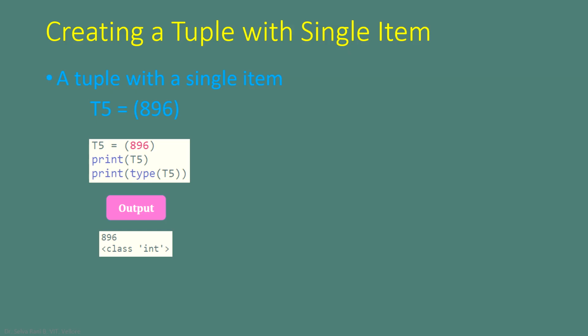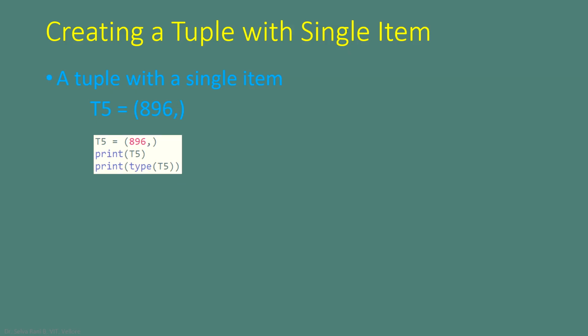So in order to create a tuple with a single item, we have to use a comma after the single item. Here I have given T5 is equal to 896, and after 896, we have a comma. In this case, if we print the tuple and if we print the type of the tuple T5, then we are getting the answer as 896 as a single item inside the tuple, and T5 belongs to the class tuple.